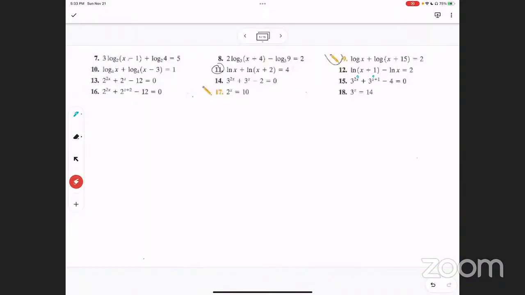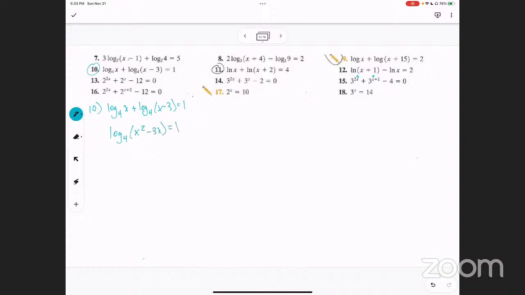All right, let's do number 10. Log base 4 of x plus log base 4 of x minus 3 equals 1. Tell me the first step. You can basically multiply it out. So it becomes log base 4 of x squared minus 3x. Good. So you're combining them, right? You're condensing is what that's called.